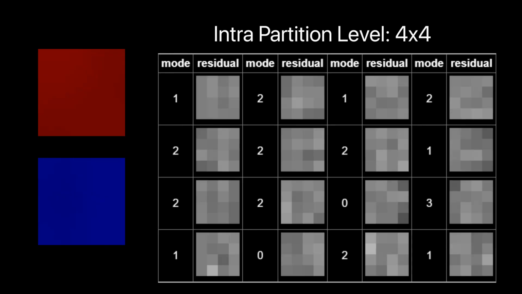Now, we are left with 4 values: 2 8x8 Chroma blocks, the partition level, and a table of prediction modes and residuals. Next, we'll perform Intra Prediction on the 2 8x8 Chroma blocks.